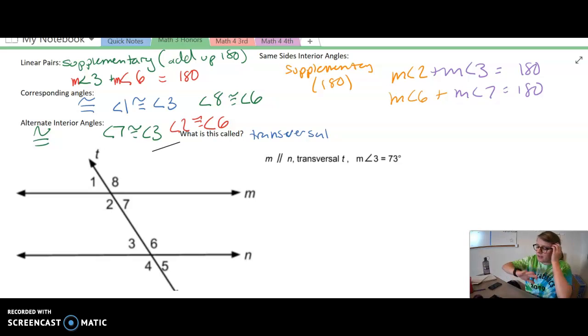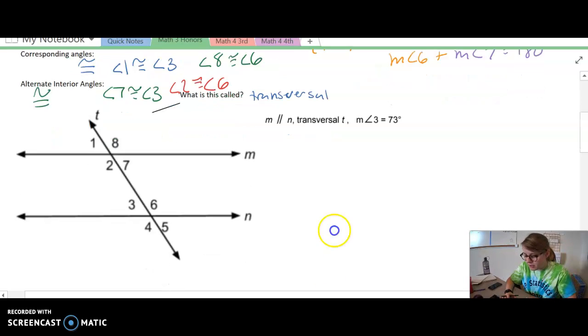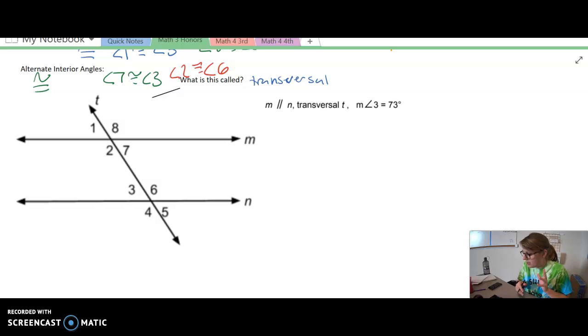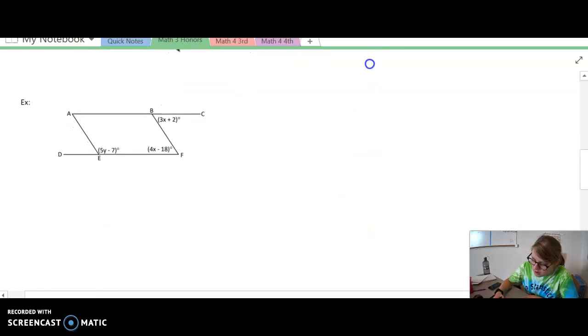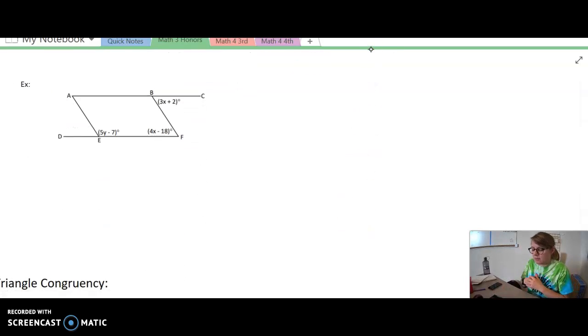So now knowing all that information, if you would like to label these parallel lines with that transversal how you would like so that you can remember, that is okay with me. I'm just going to leave this blank for now. Alright, so let's move on to this example.